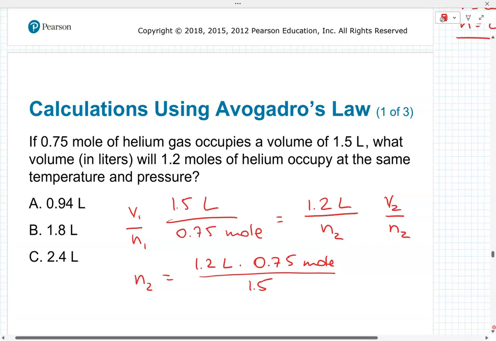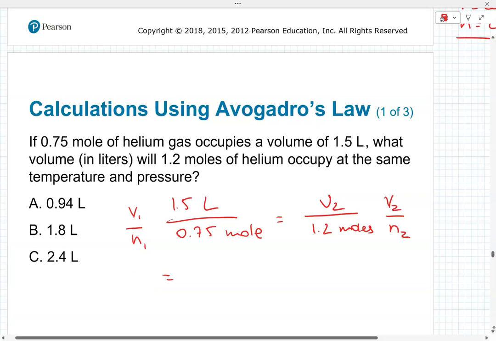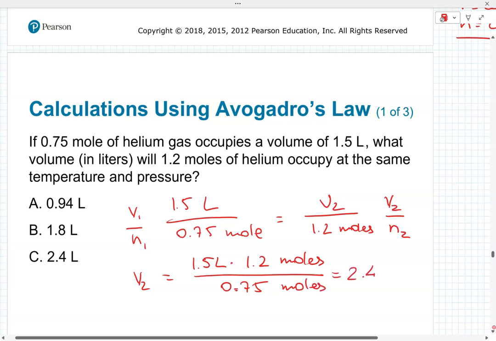You said that was 1.2 liters, but in the problem it says 1.2 moles. Oh, sorry, my bad. I mixed up. I didn't read the moles correctly. I thought it's liters. So then it's going to be different. Thank you for catching this. 1.2 moles, and that's N2. It will obviously change the equation. So V2 is going to be 1.5 liters multiplied by 1.2 moles divided by 0.75 moles, and that's going to be 2.4 liters. Sounds fair?